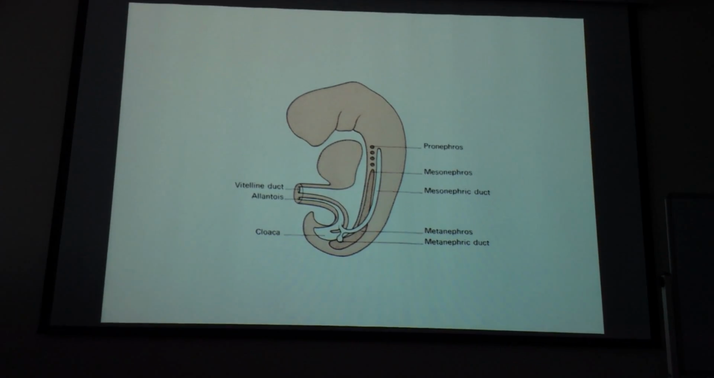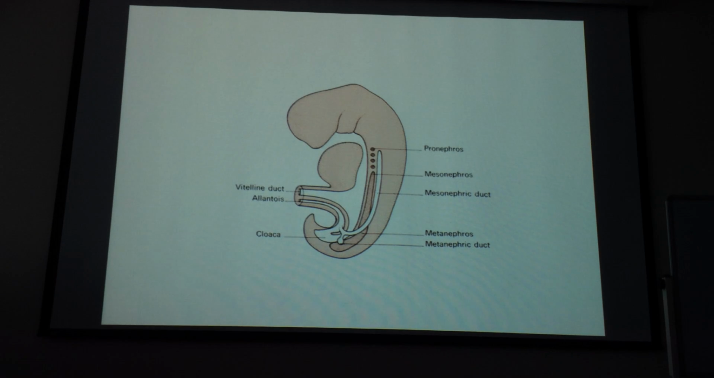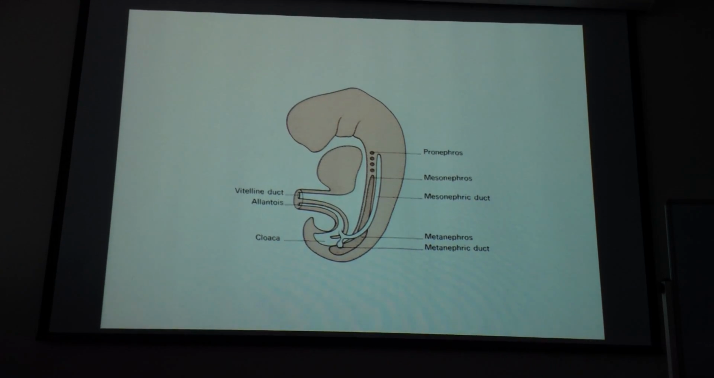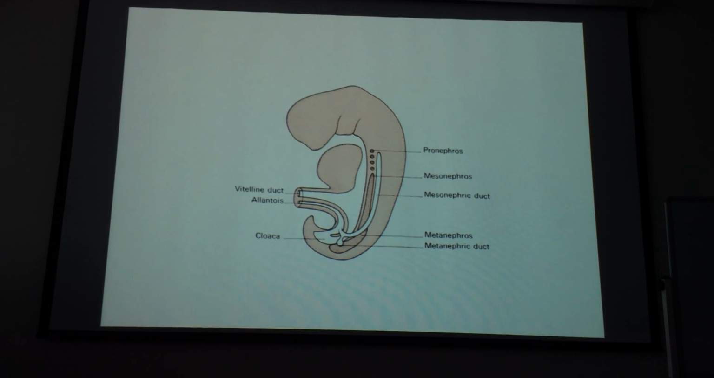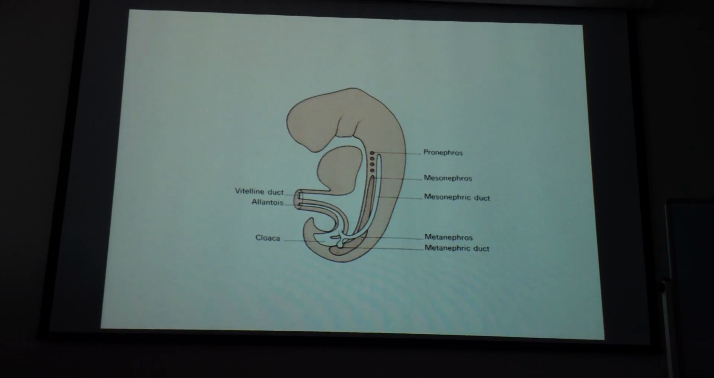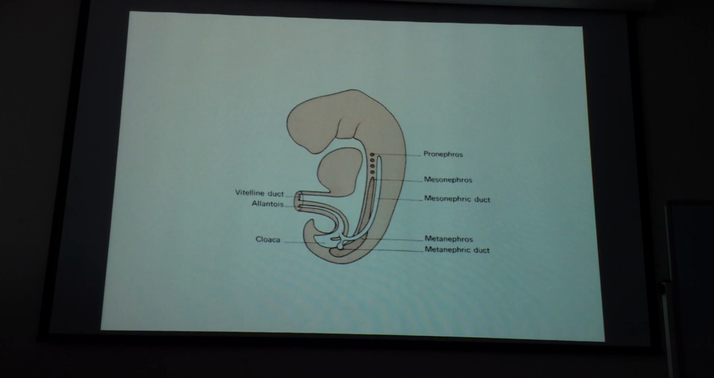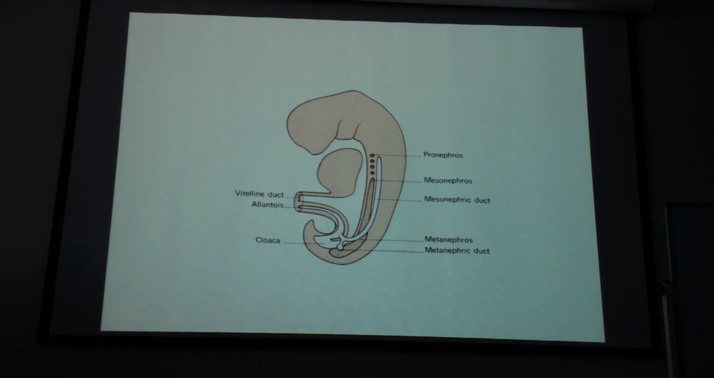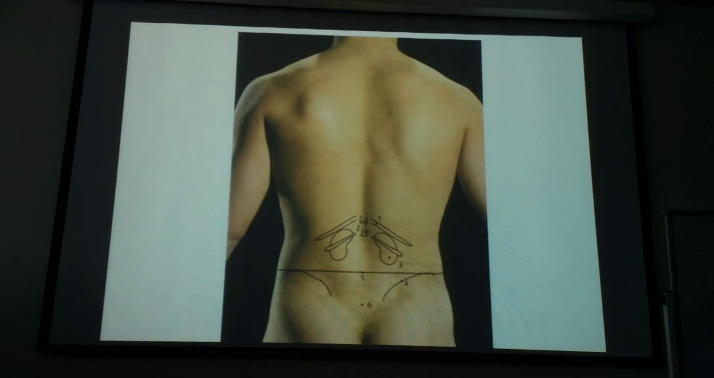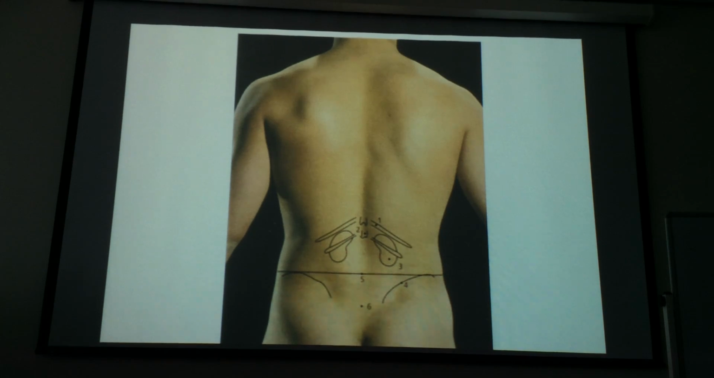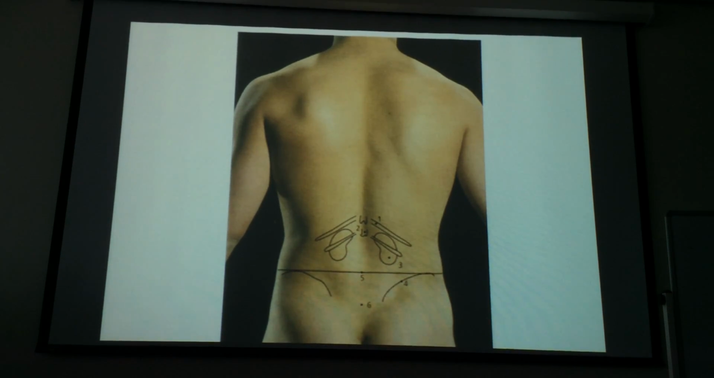Testis and ovary are the structures which descend. On its pathway, the kidney takes, because it has variability, so it will settle accordingly. So in that context, I'm not touching upon the developmental details. We'll be learning them shortly. Now, talking about the location of a kidney, where we can find a kidney.